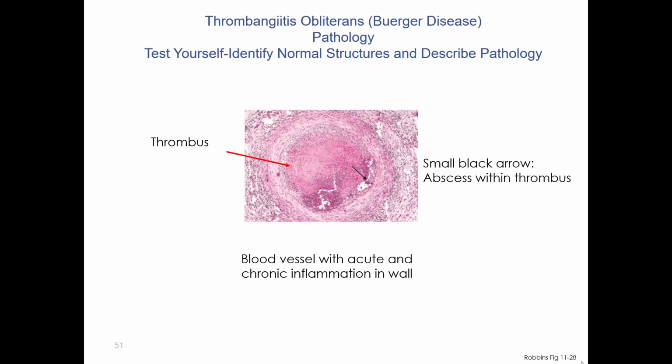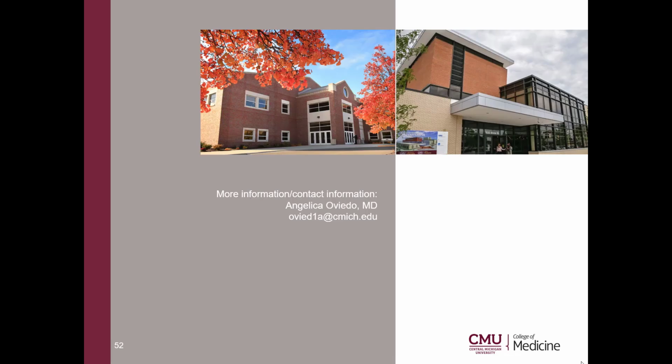Here is our pathology. This blood vessel demonstrates acute and chronic inflammation in the wall. It has a thrombus, and the black arrow points to an abscess within the thrombus. Okay, that's it.